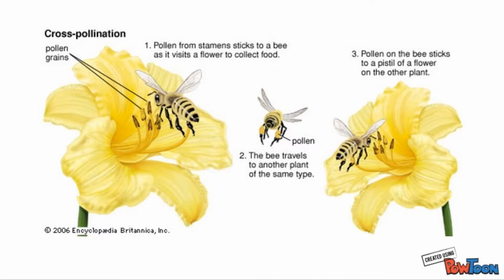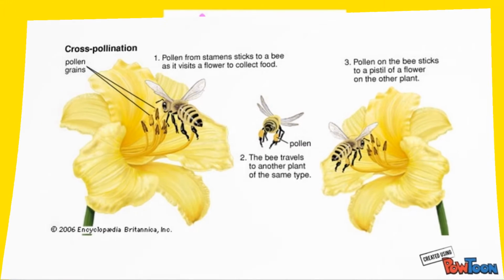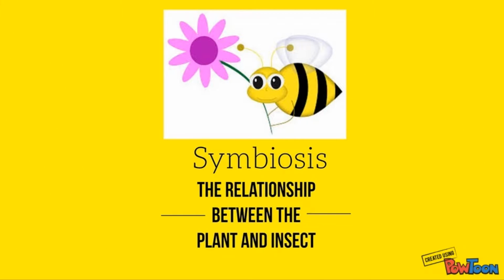And also, to help with cross-pollination, while they're flying to another location, some of that pollen may fall to the ground or go to another plant, so that will also help with the pollination process. And this can also be described as symbiosis, the relationship between the plant and the insect.